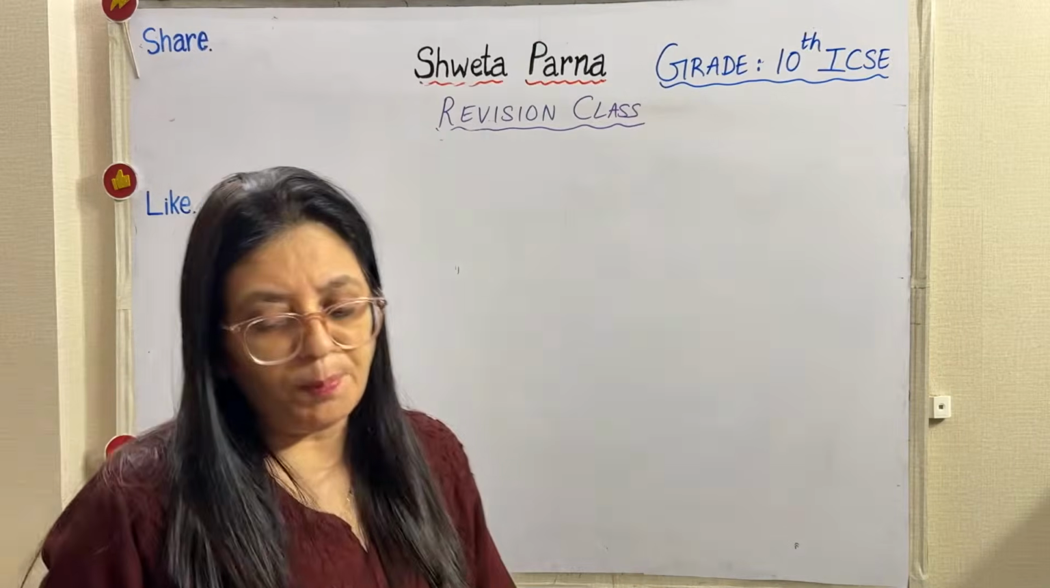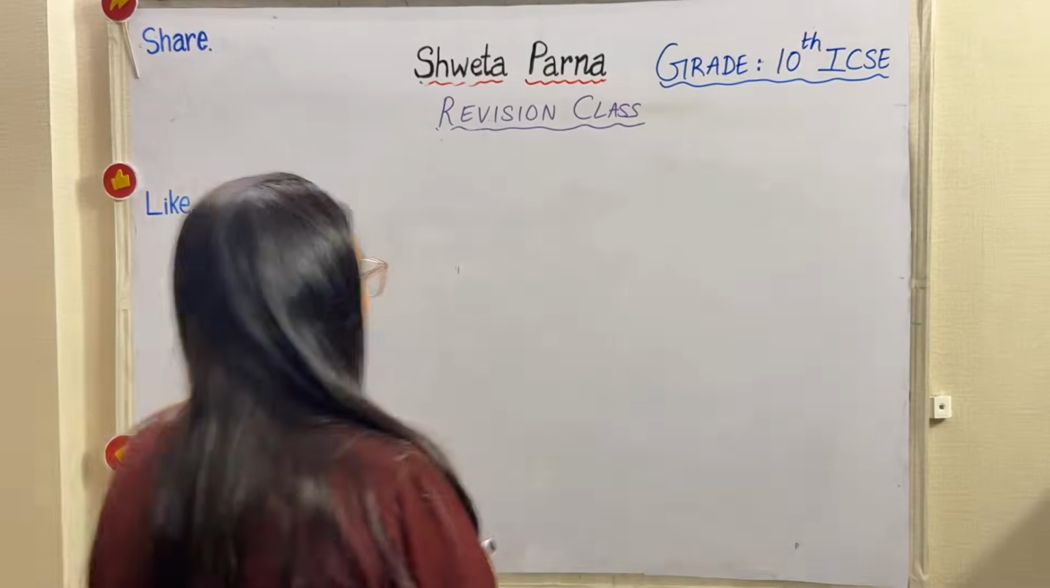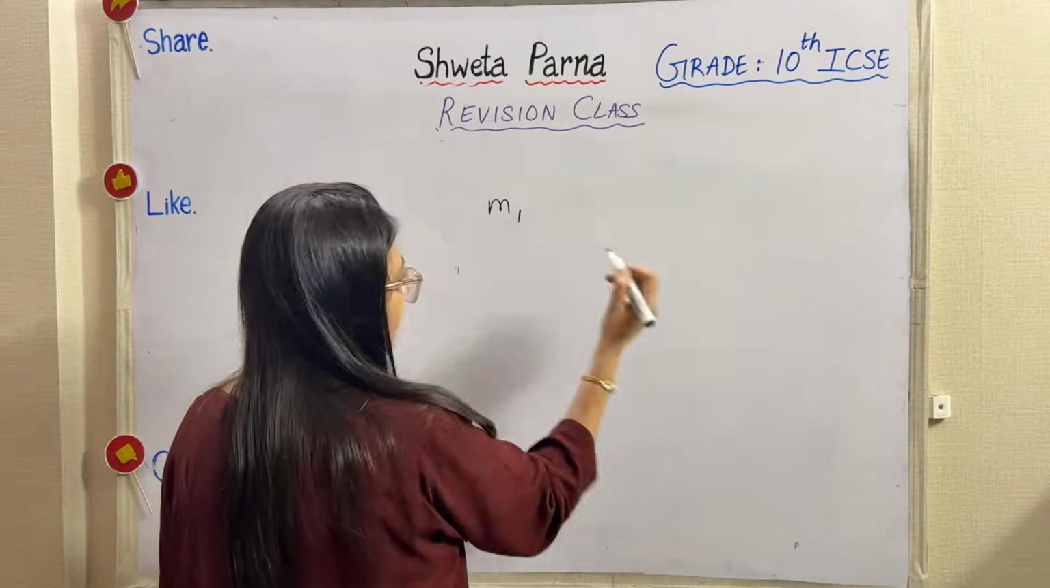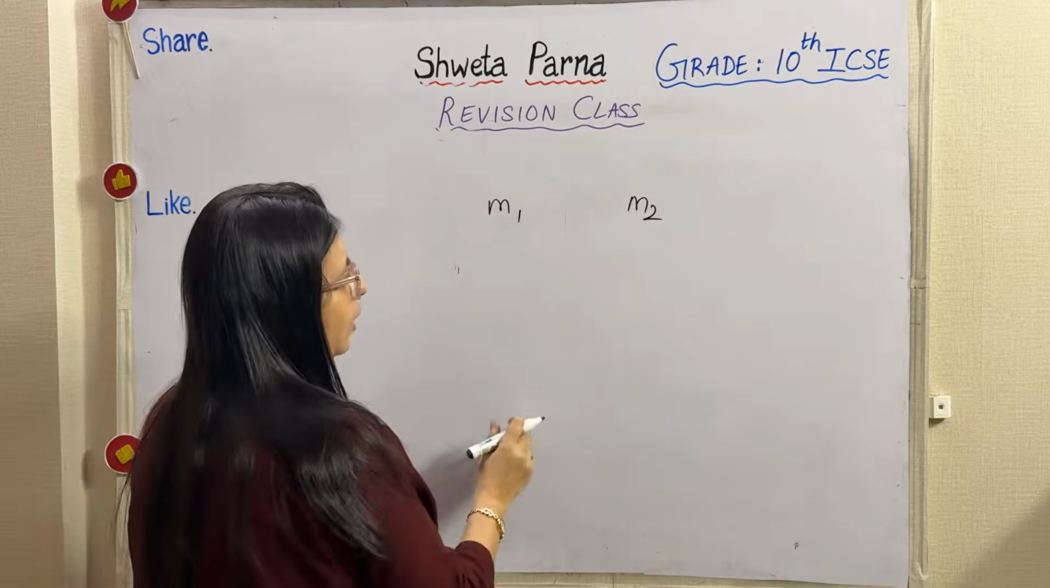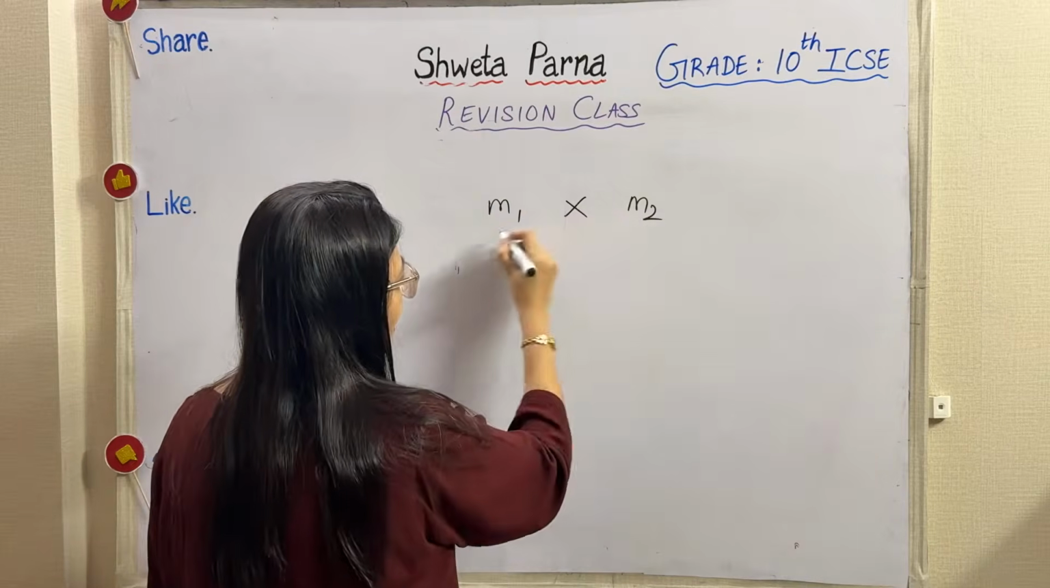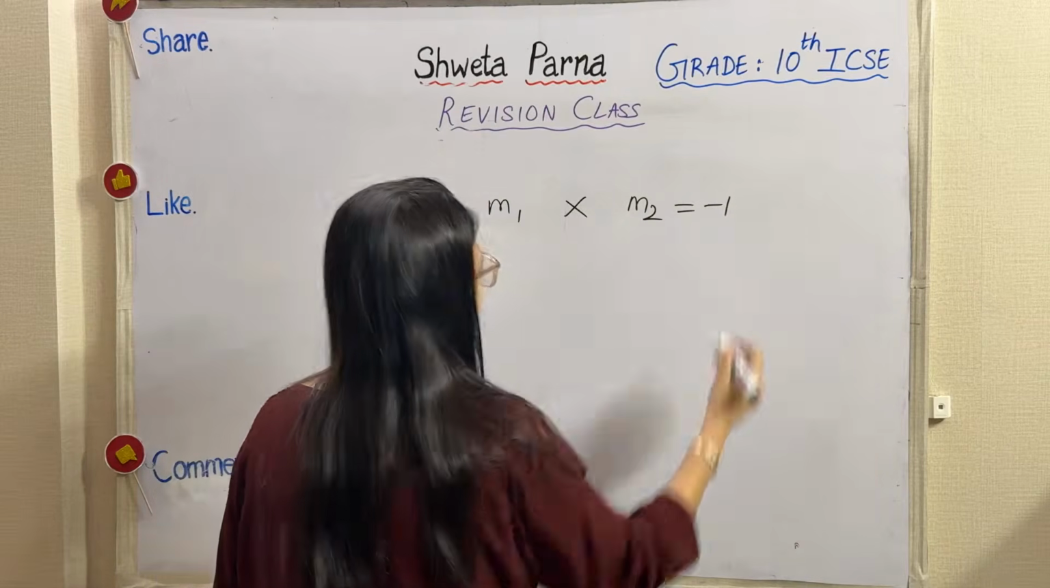What if two lines are perpendicular to each other? If two lines are perpendicular to each other, say the slope of one line is m1 and the slope of another line is m2. Whenever they are perpendicular to each other, the product of their slopes will be equal to minus 1.